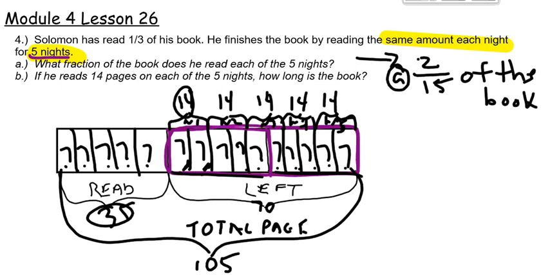Another way I could have done that is I could have looked at it as 1, 2, 3, 4, 5, 6, 7, 8, 9, 10, 11, 12, 13, 14, 15 units in the whole book, and done an algorithm on the side of 15 times 7, which also gives me 105. Okay, final answer, part B, 105 pages.